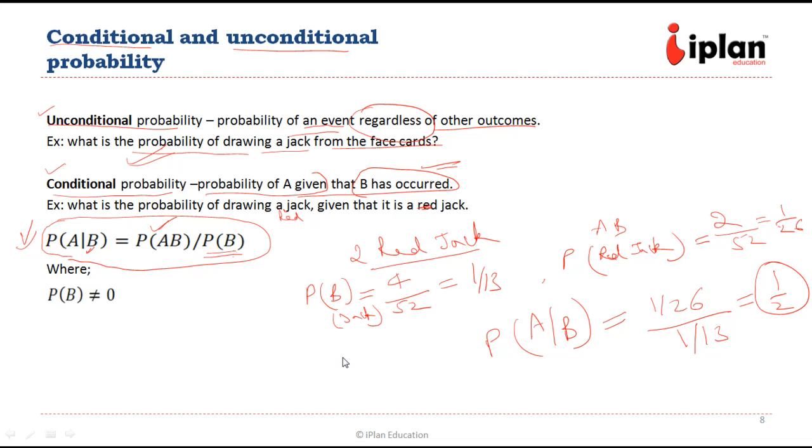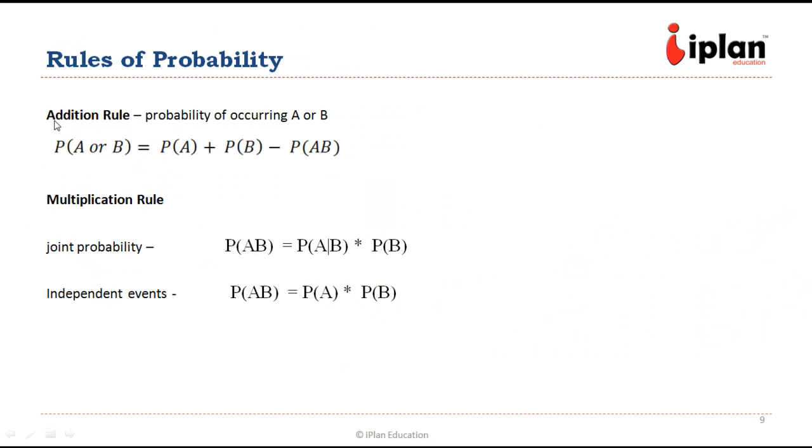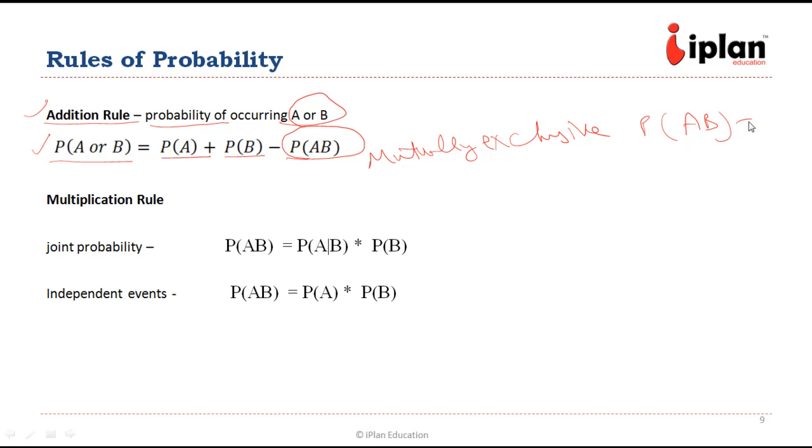Now let us look at some other rules. First of all is the addition rule. The probability of A or B occurring: there are two events and we want to calculate the probability that either A or B occurs. That formula is the probability of A plus the probability of B minus the probability of both occurring simultaneously. So this has to be subtracted. In the case where we know that the events are mutually exclusive, that says they cannot happen simultaneously, so the probability of A and B is 0. For that particular case, the probability of A or B will be the probability of A plus the probability of B.